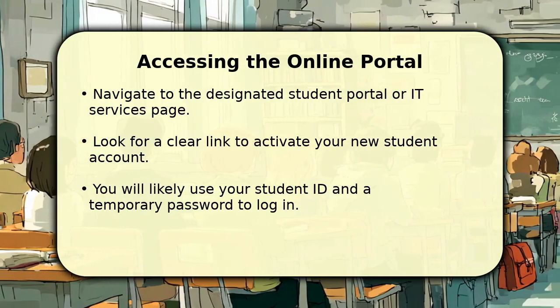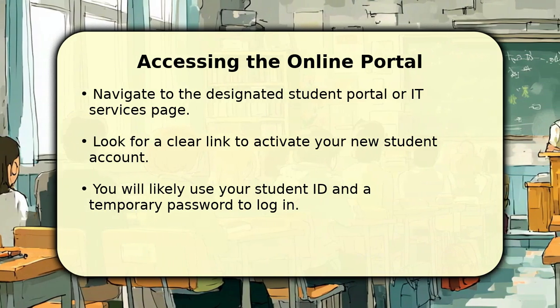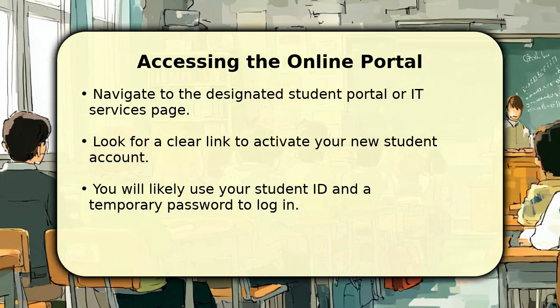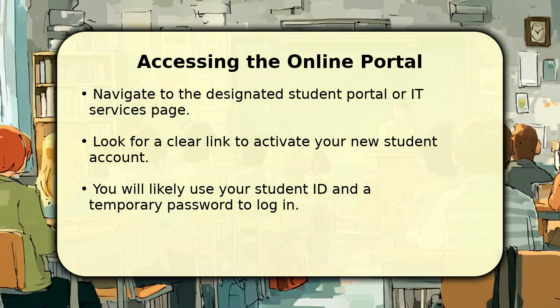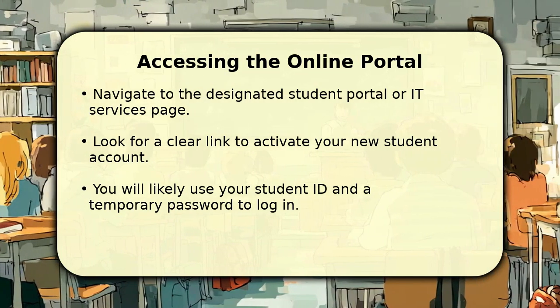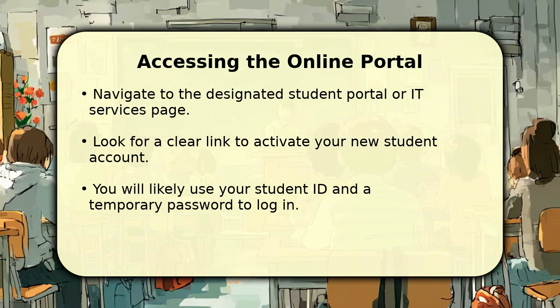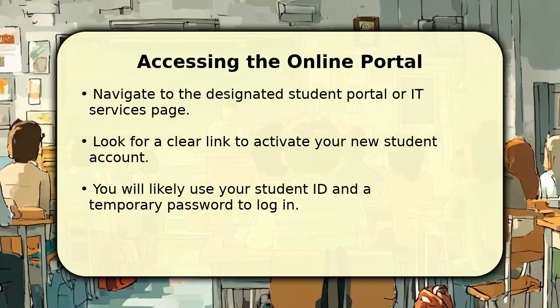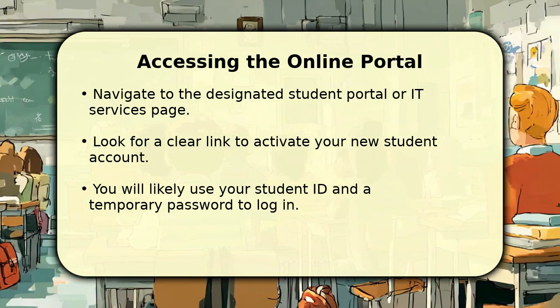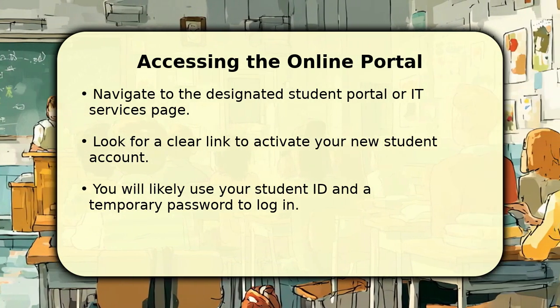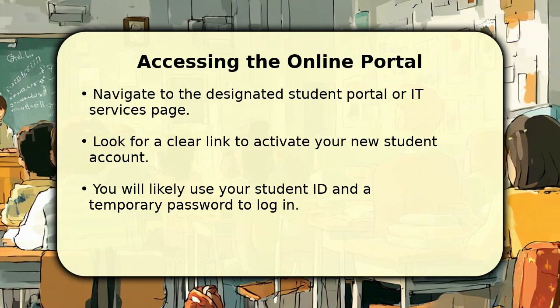Now, navigate to your institution's specific student portal or IT services page. There, you will typically find a clear, prominent link for new student account activation. Prepare to use your assigned student identification number and any temporary password provided in your admission letter. This portal is your gateway to setting up your official student email, so proceed carefully.